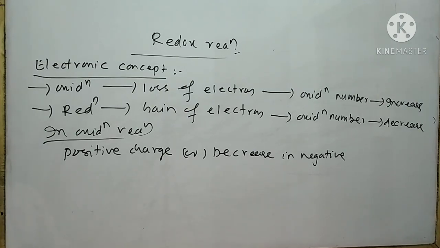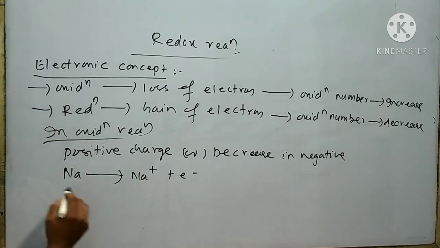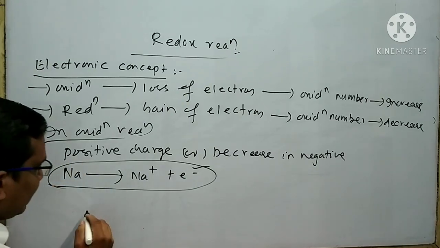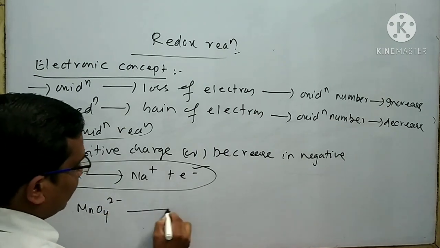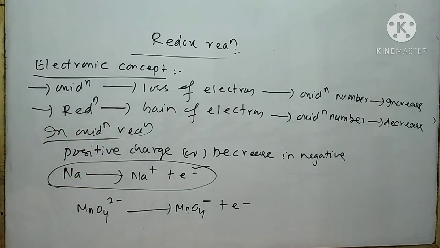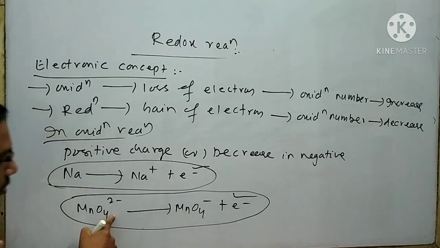Let me explain with an example. Sodium gives Na+ plus an electron. Look at that, in this reaction, loss of electron takes place. So this is said to be an oxidation reaction. Take another example, MnO4 2- gives MnO4- plus an electron. Look at that, in this reaction, loss of electron takes place. So this reaction also belongs to oxidation reaction.